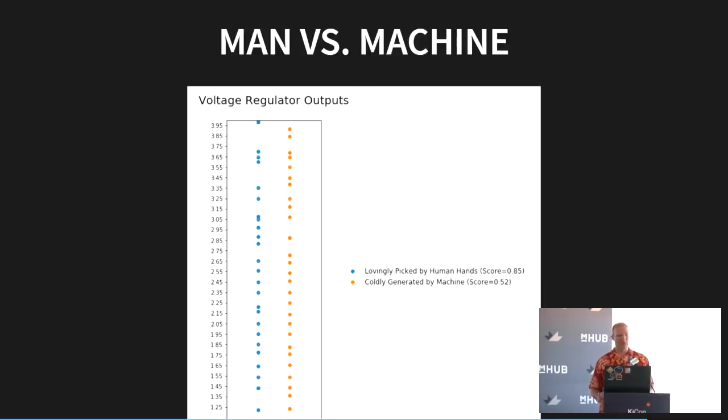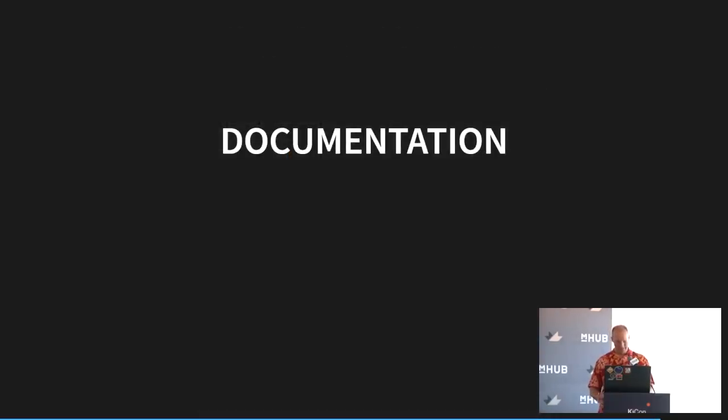So I got a score of 0.85. The machine got a score of 0.52. So it beat me, just like John Henry got beat.